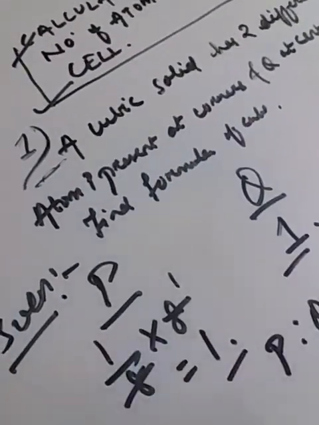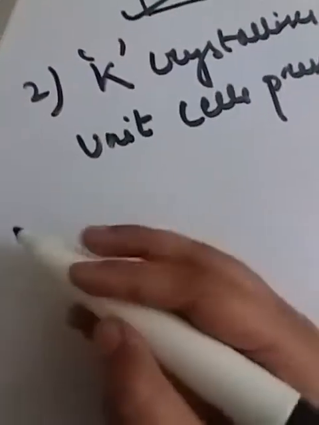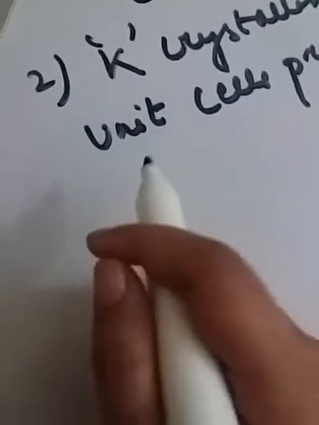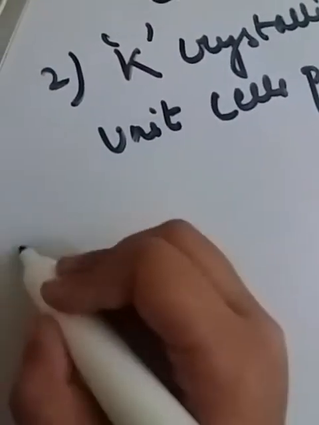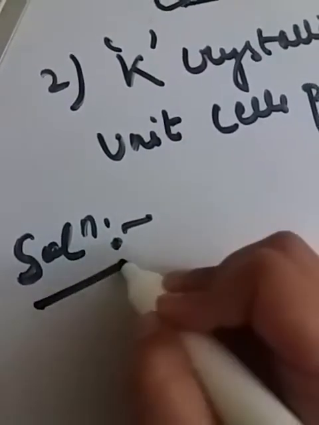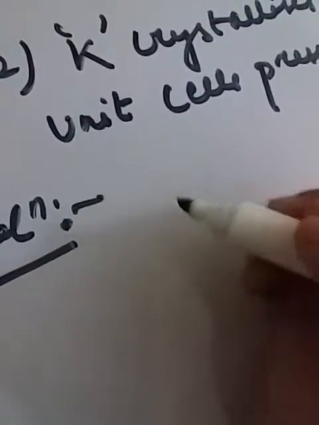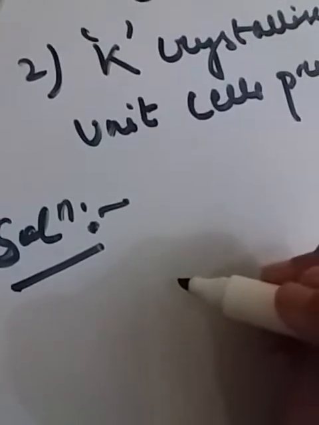In this way, let's do the next question. The next question is, potassium crystallizes in body centered cubic lattice. How many unit cells are present in 2 gram of potassium? This is a very easy question, but you have to think how it will be done. So pause the video please and try it out, and if you are unable to do it, then please look here for the solution. Then I hope you will get how it's done.